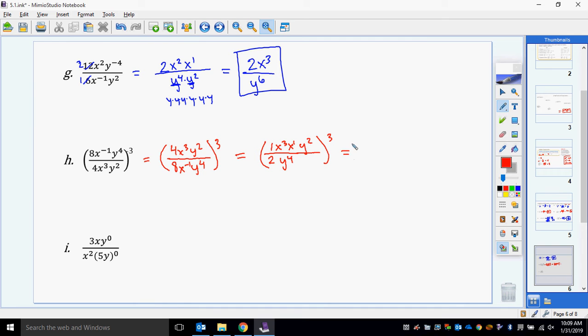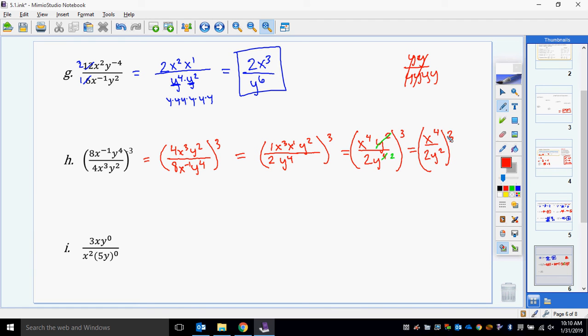So let's combine some things. X to the 3rd times x to the 1st, that's x to the 4th. And let's go ahead and simplify my y squared and my y to the 4th. Okay, these 2 y's would cancel with 2 of those y's, right? Just like if I wrote it the long way, y times y over y to the 4th. 2 y's would cancel, and there's 2 left in the denominator. So I have x to the 4th in the top and 2y squared in the bottom.